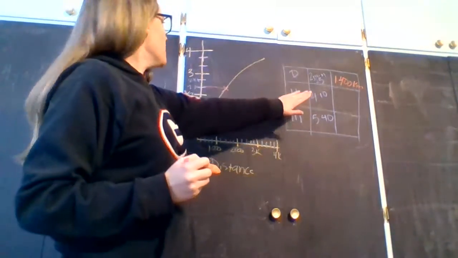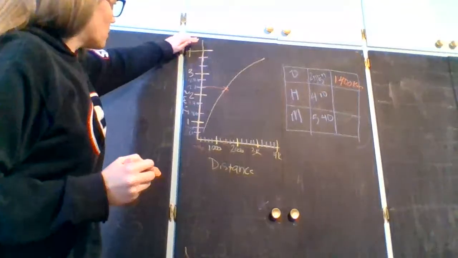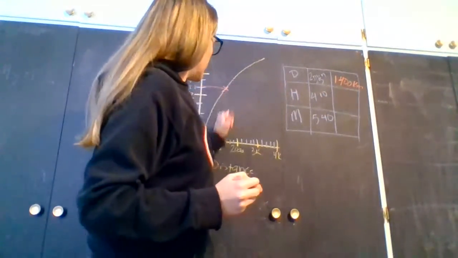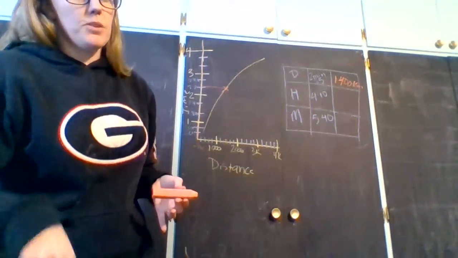We're going to do the same thing for Houston and the same thing for Miami by simply tracking the time, going up on the y-axis, and then going down to the distance. Same thing for Miami. Hopefully that helps you with that chart.